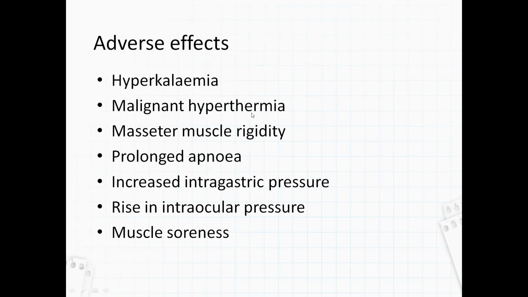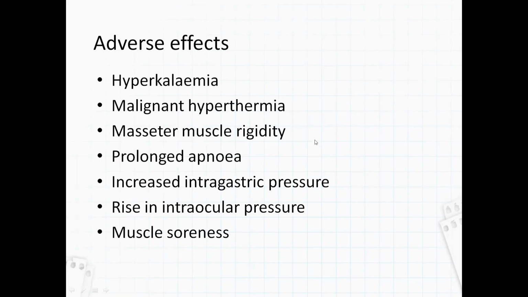Then malignant hyperthermia. Malignant hyperthermia is normally a genetic condition where there is a defective release of calcium into the sarcoplasmic reticulum. So when succinylcholine is acting, it is continuously depolarizing, which can cause an increased release of calcium into the sarcoplasmic reticulum, which can cause increased lactic acid production and an increase in temperature. This is called malignant hyperthermia, which is also a serious condition.